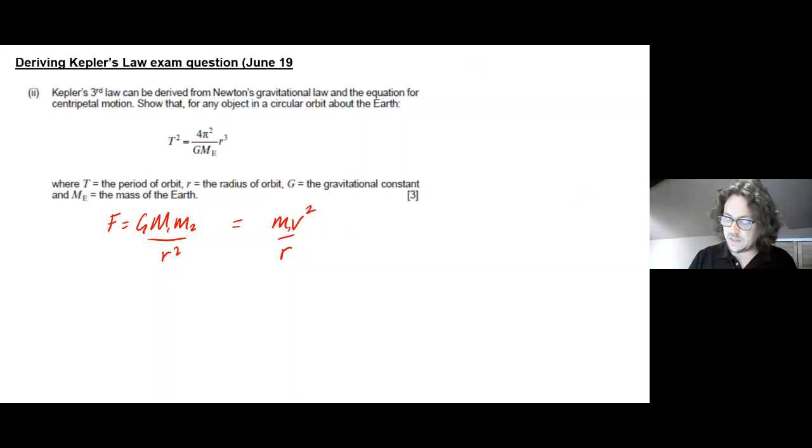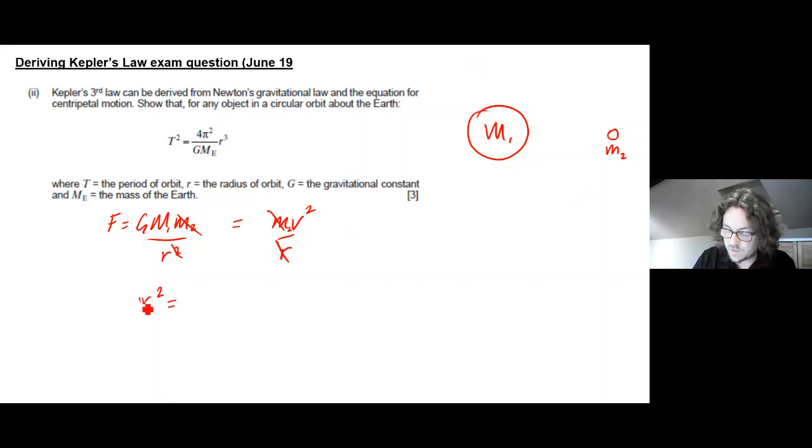Now, we're going to say that if the sun was, let's say m1, and my little planet is m2, then we're going to call m1 the mass of the sun, the little planet m2, and these m2s will then cancel. If they cancel, we can also cancel down here with the r's. What we are left with is that v squared is equal to G m over r, right? Now, from that, we need to just do a little bit more work, because we're getting close to the equation, but we're not quite there.